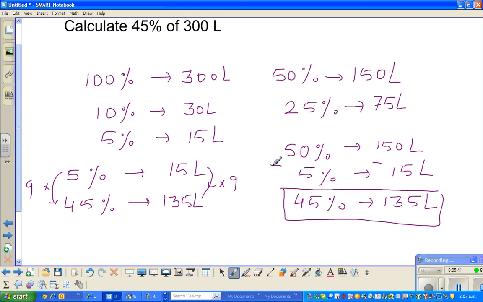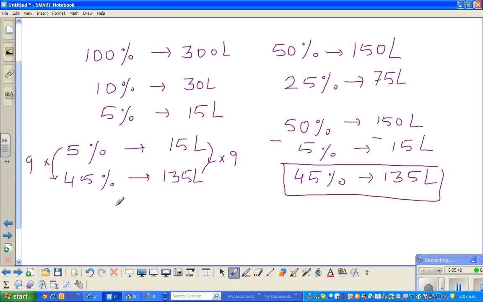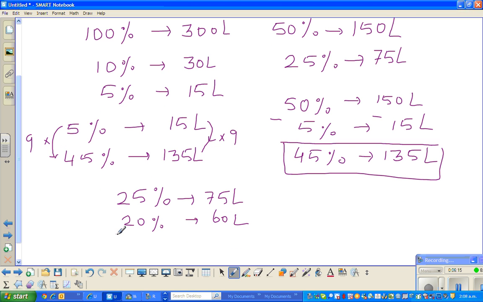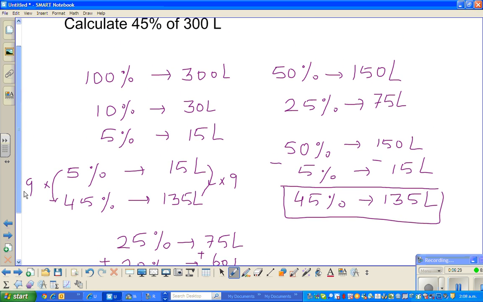Okay, now how can I use this and this to get 135? Let me rewrite. I know 25% is 75 liters, and I know 10% is 30 liters. So from 10%, can I write 20%? What's the relation of 10 and 20? That's double. So if 10% is 30, 20% would be 60 liters. So 35%, we have to add here, we have to also add here. So 45% is 135 liters. Okay, I think that's enough.